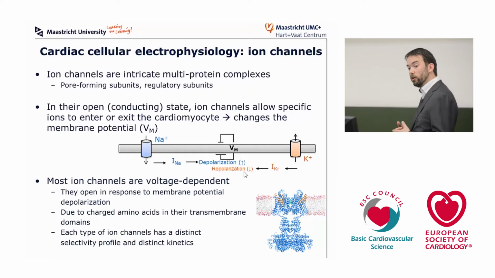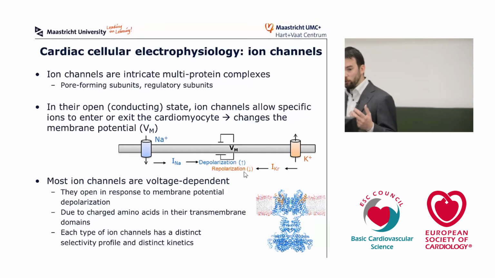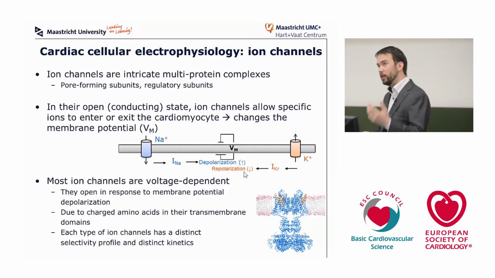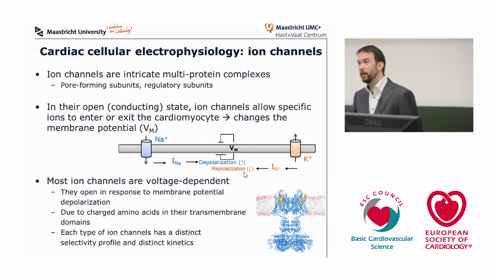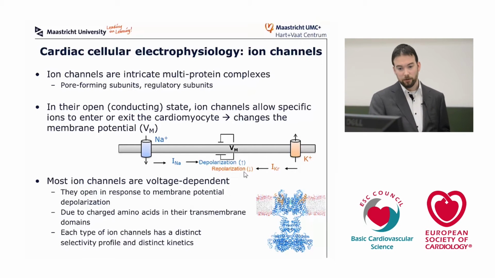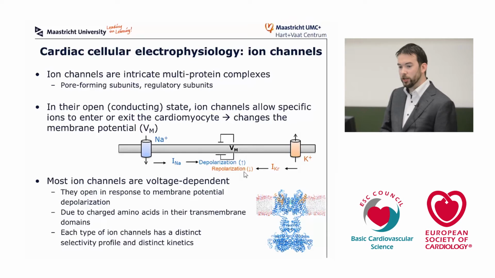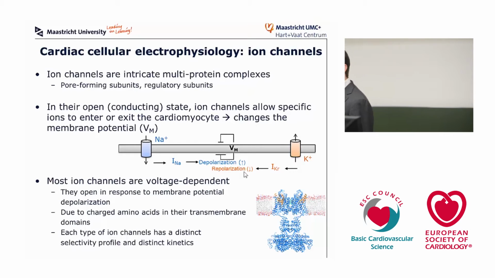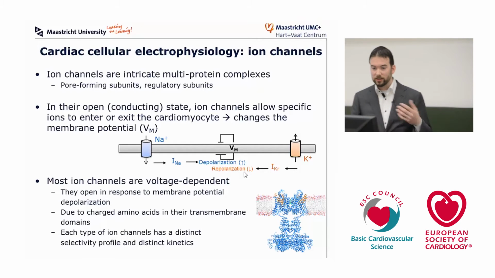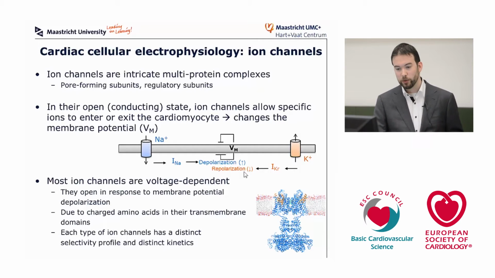However, what is very important is that all of these ion channels, or most of the ion channels that are important in the heart, are also voltage dependent. This means there's a feedback mechanism. The ion channels change the membrane potential, and the changes in membrane potential then affect how the ion channels behave. So most of the ion channels, for instance, open in response to a depolarizing membrane potential, and this is generally because they have charged amino acids in their transmembrane domains that sense these changes in membrane potential.